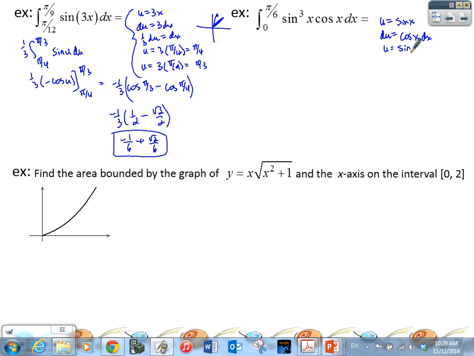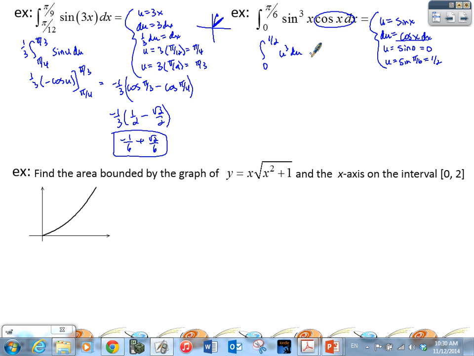So u is going to be sine of 0, which is 0. And u is going to be sine of pi over 6, which is 1/2. What's kind of nice about this is that we've already done all the trig we're going to do in this problem. When we rewrite it, we have our new bounds from 0 to 1/2, this part was gone with our derivative, and this turns into u cubed. I don't have a trig problem anymore.